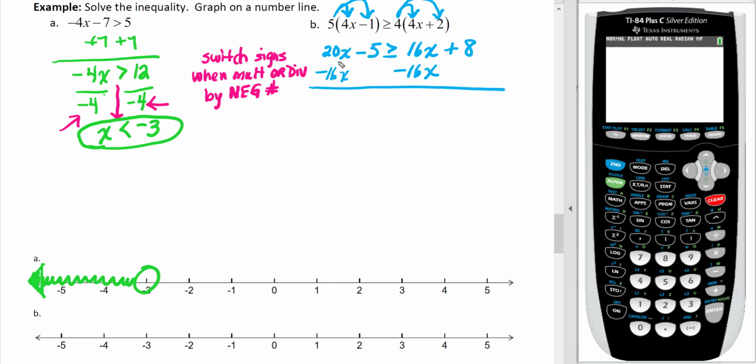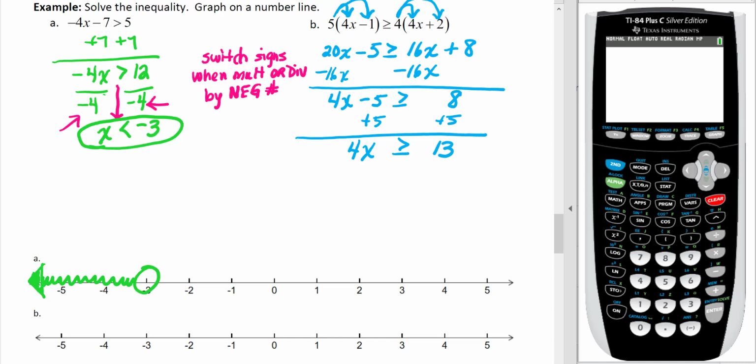On our left-hand side, 20x minus 16x is going to be 4x. Bring down the minus 5 is greater than or equal to. Then 16x minus 16x is 0. Bring down the 8. Now let's put the constants on the right-hand side. So to undo subtracting 5, we have to add 5 to both sides. 8 plus 5 is 13 on the right-hand side. Then we have just the 4x on the left-hand side. So it says 4x is greater than or equal to 13.